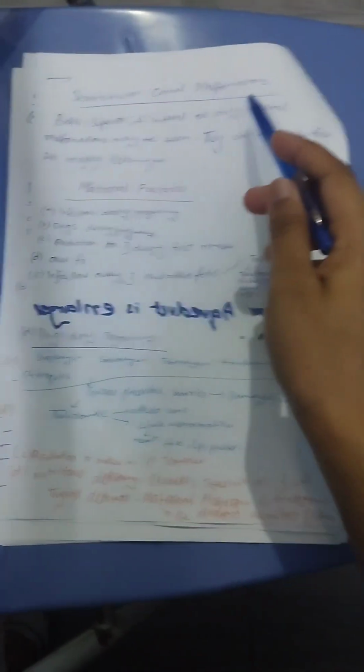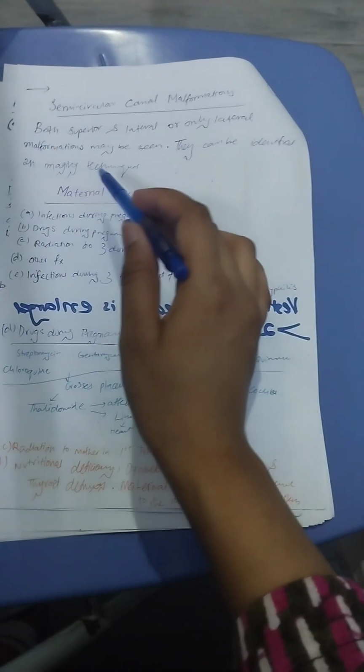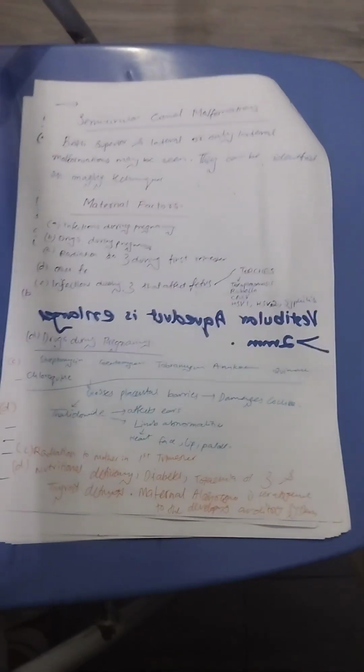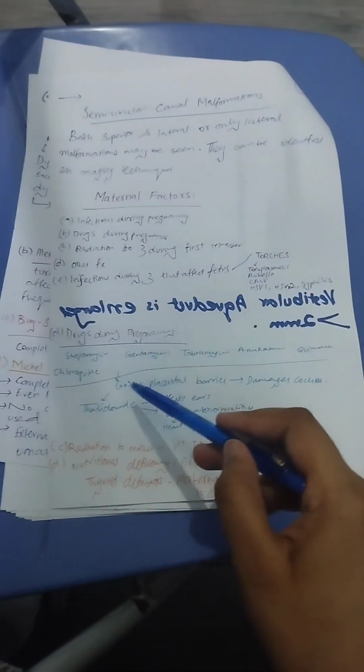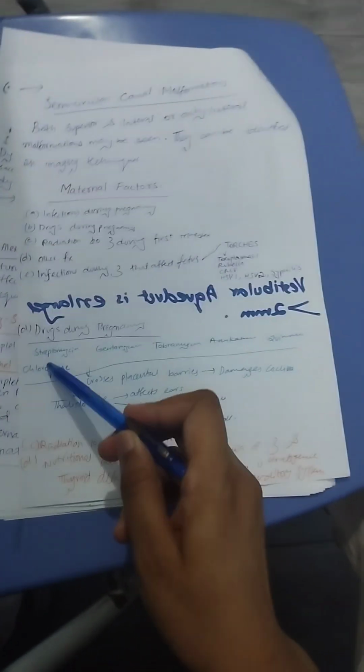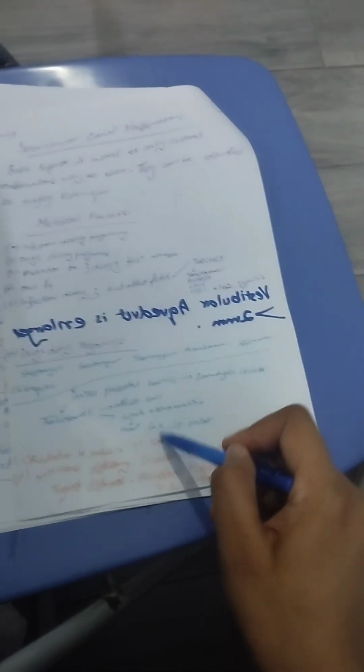Now let's talk about semicircular canal malformations. So both the superior and lateral, or only the lateral malformations may be seen. They can be identified on imaging techniques. Maternal factors include infections during pregnancy, drugs during pregnancy, and radiation. So drugs during pregnancy can also be toxic, such as chloroquine, which crosses the placental barrier and damages the cochlea, and thalidomide, which affects the ears, and it can also cause limb abnormalities and abnormalities of the heart, face, lip, and palate.